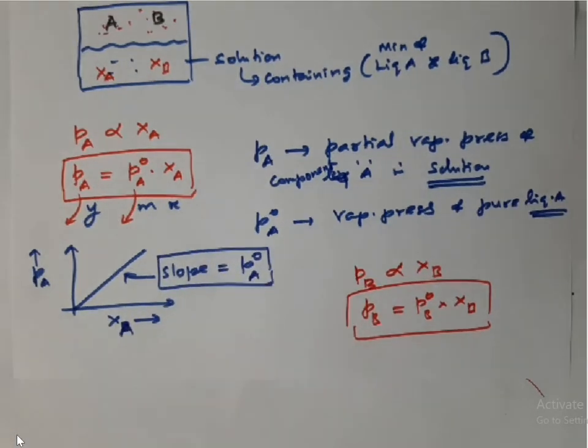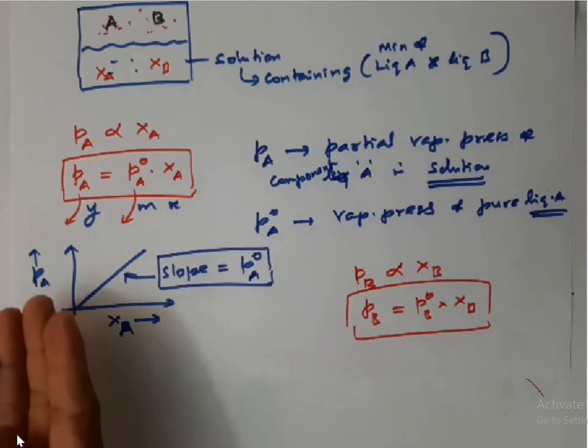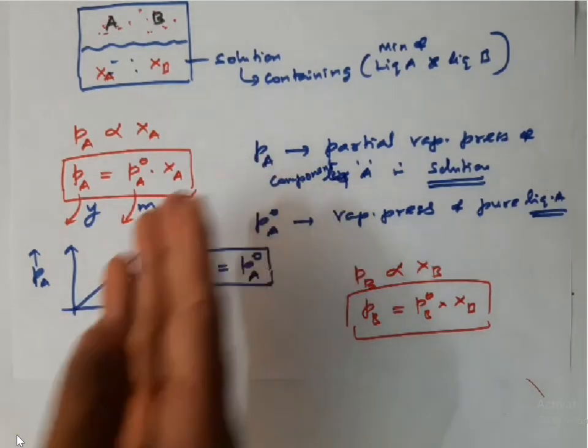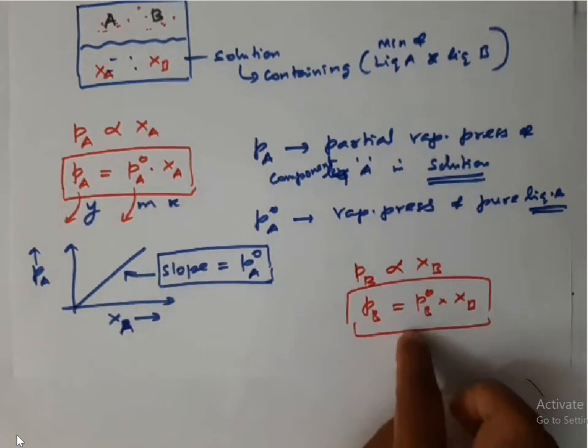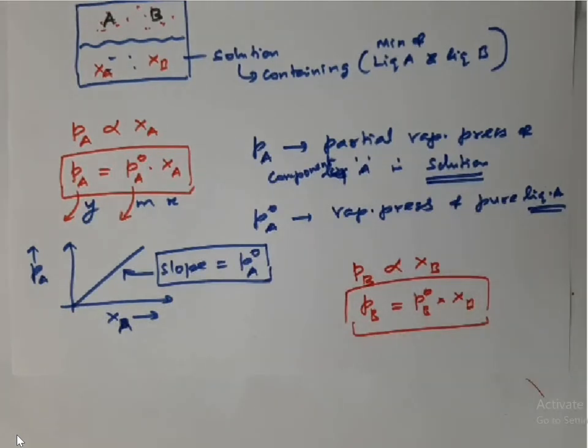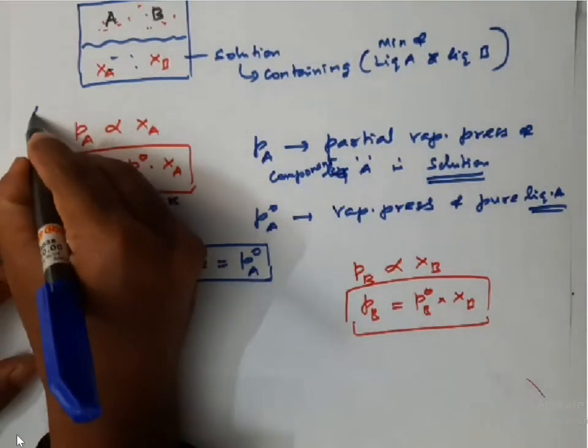So if you want to know the vapor pressure of the pure liquid A, just plot a graph between PA and XA. You will get a straight line. Find the slope of the straight line. The slope of the straight line will give you vapor pressure of the pure liquid A. Is this clear, students? Similar graph you can plot for B also. Students, is this clear? Any doubt? If you find any difficulty, you tell me. No, sir. Yeah, this is according to Raoult's law.